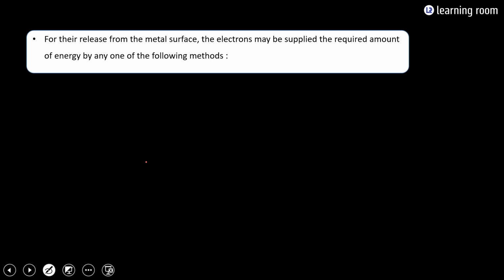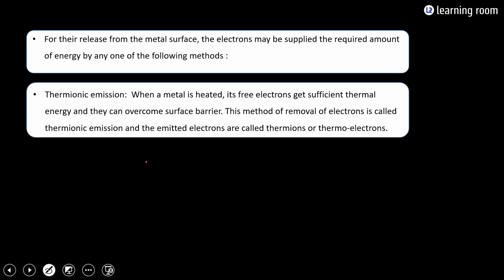For the release of electrons from the metal surface, they may be supplied the required amount of energy by any one of the following methods, the first one being something called thermionic emission. If you look at the name itself, you will get a hint. Therm refers to temperature. Ionic: when an electron is lost, it becomes an ion. So if you are able to make an electron get emitted with the help of thermal energy, you call it thermionic emission. Am I clear with this?